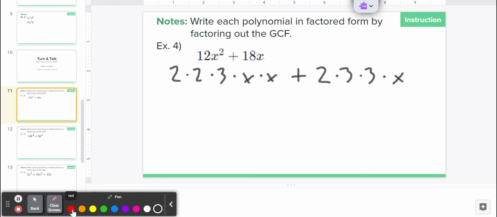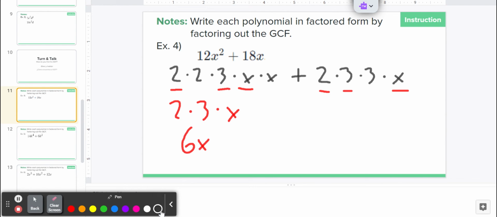Then we're going to identify our pairs just like we did before. So we have a 2 in each of these expressions. We have a 3 in each of these expressions. We have an x in each of these expressions. Our greatest common factor is going to be 2 times 3 times x. Or if we wanted to simplify that further, it's going to be 6x.